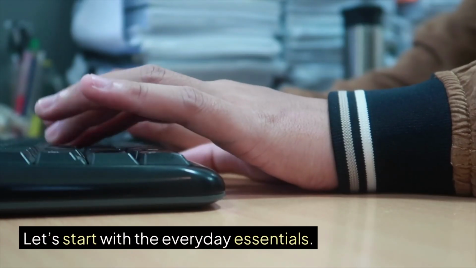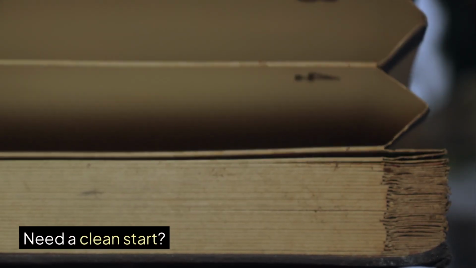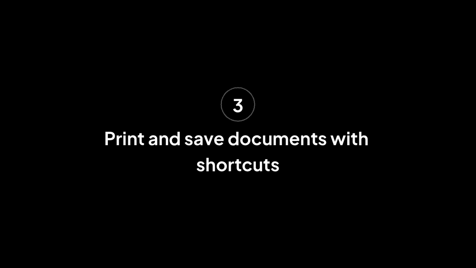Let's start with the everyday essentials. Press Ctrl S often to save as you go, and Ctrl O to open an existing file. Need a clean start? Ctrl N creates a new document. When it's time to print, Ctrl P opens the print dialog, and if you want a new copy under a different name, F12 opens Save As.